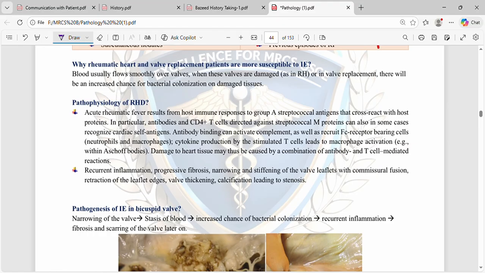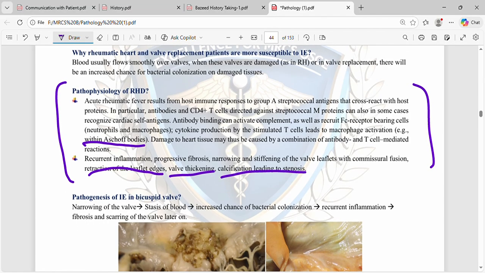The pathophysiology of rheumatic heart disease I have already explained. When these two processes occur, for example antibody generation against the heart valves and stimulated T cells, which will further stimulate the macrophages, which are called Aschoff bodies, the whole infection is called Aschoff body granulomatous. These combined cause valve damage: recurrent inflammation, progressive fibrosis, scarring and stiffening of the valve leaflets with commissure fusion, retraction of the leaflet edges, valve thickening, and calcification leading to stenosis.